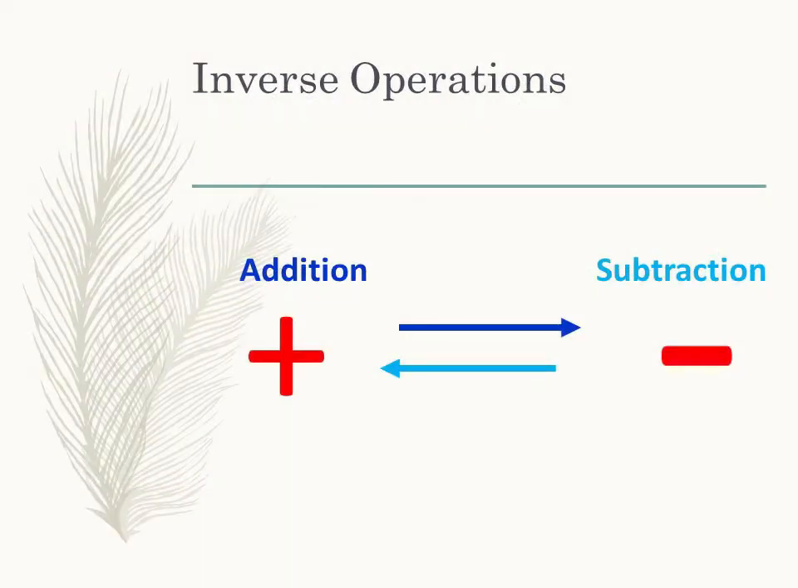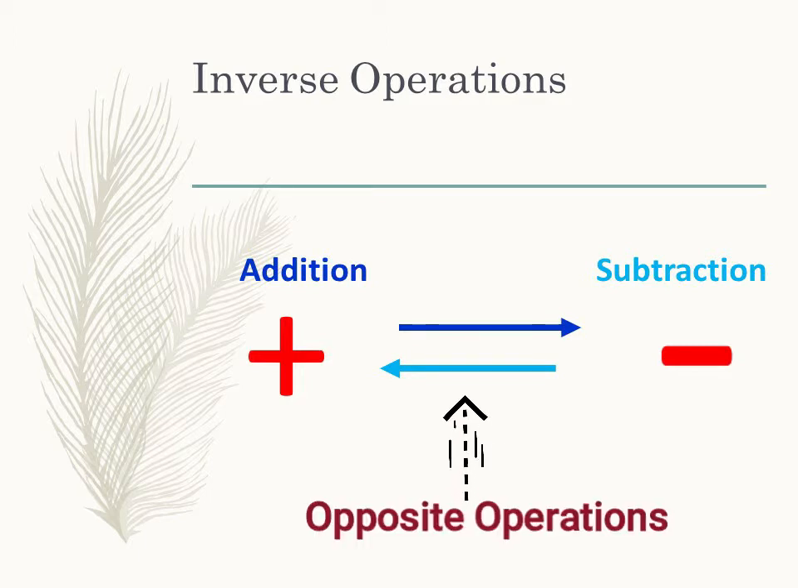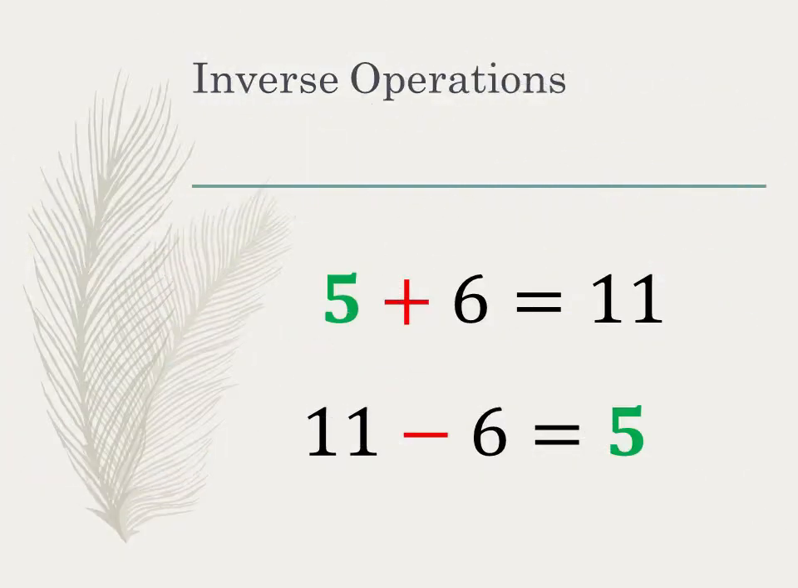Another important term that children need to know is inverse operations. Children need to understand that inverse operation is a big term used to say the opposite. And this means that addition and subtraction are opposite operations. And this is good news because we can use an inverse operation to check our answers. For example, when we add 5 and 6, the sum is 11. We can check our answer by subtracting 6 from 11 and the answer is 5.